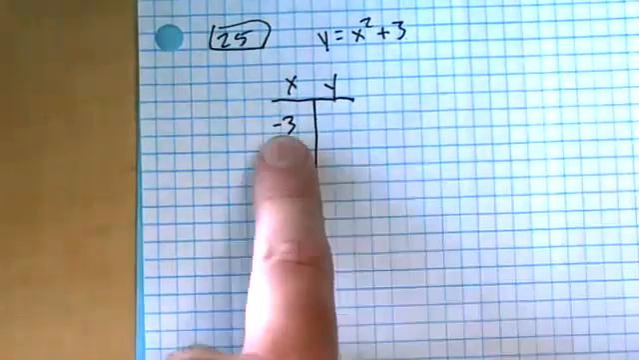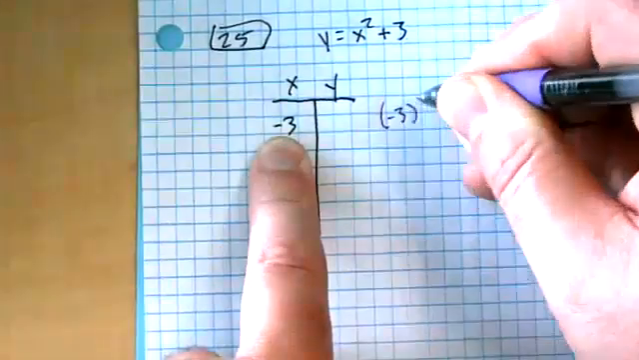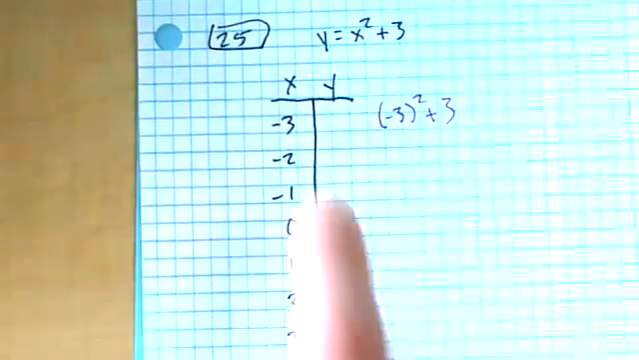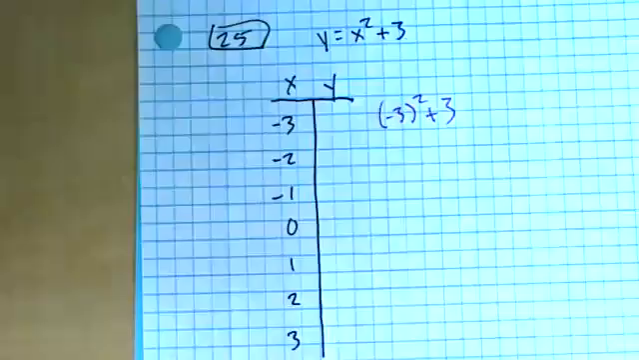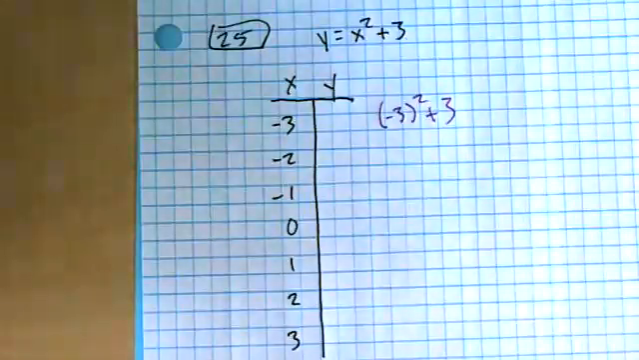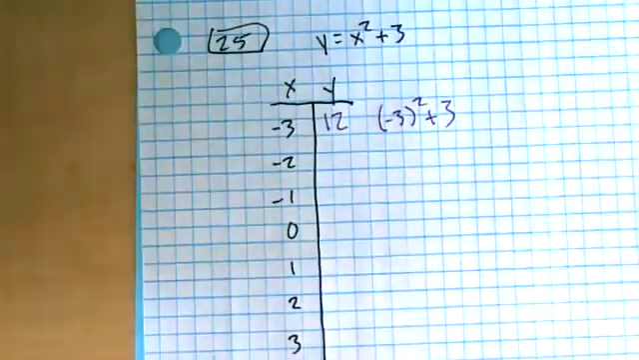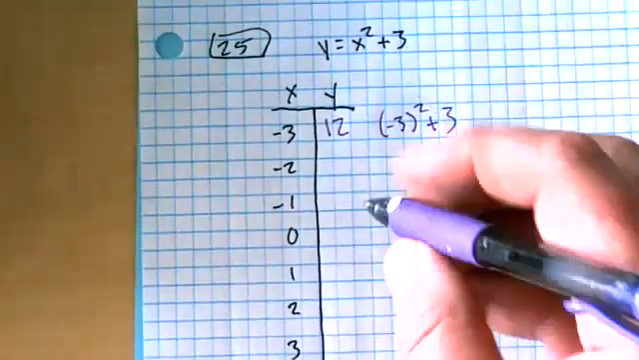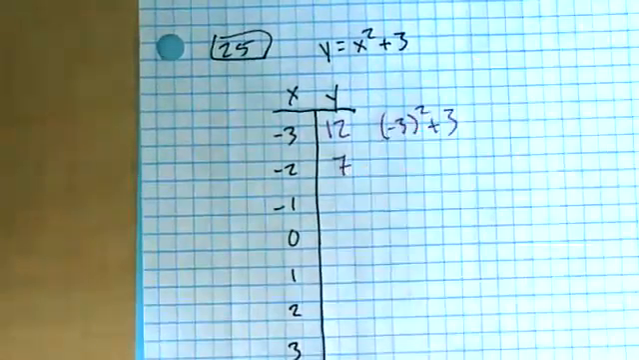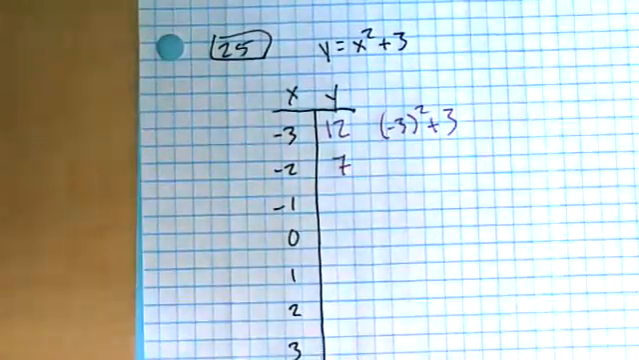What I would be doing for this one is I would say, what's negative 3 squared, and then plus 3 onto it. So what's negative 3 times negative 3? Is 9, plus 3 is 12. What's negative 2 squared? Negative 2 times negative 2 is 4, plus 3 is... What's negative 1 squared? Negative 1 times negative 1 is 1, plus 3 is 4.